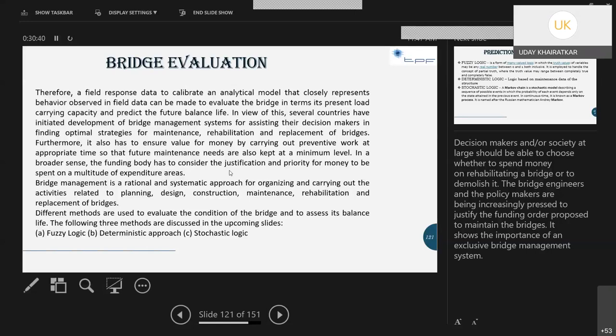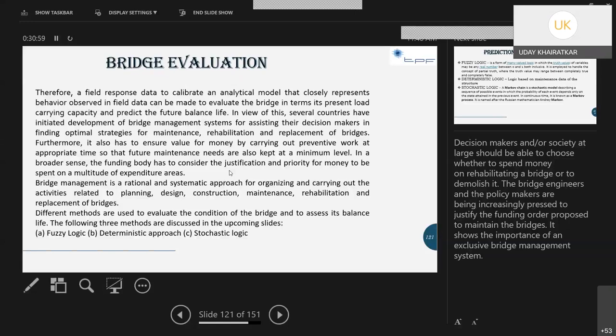As already mentioned, proper and timely repairs of a bridge will definitely increase the life of the bridge. Bridge management is a rational and systematic approach for organizing and carrying out the activities related to planning, design, construction, maintenance and rehabilitation and replacement of bridges.